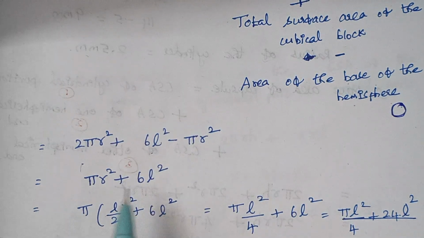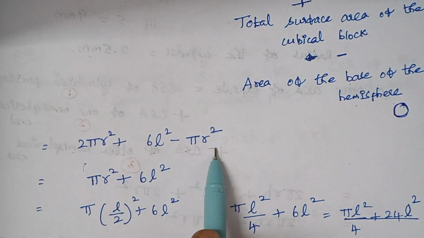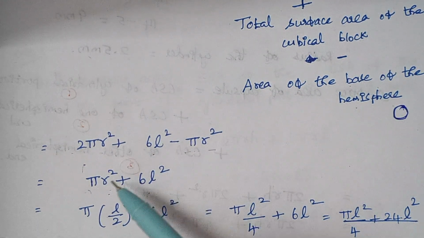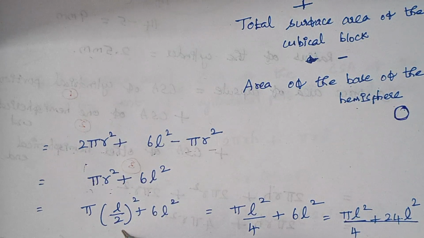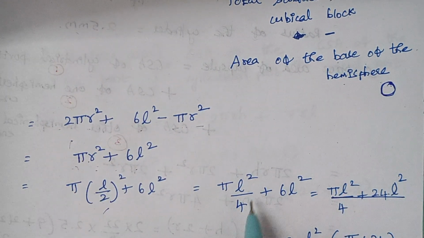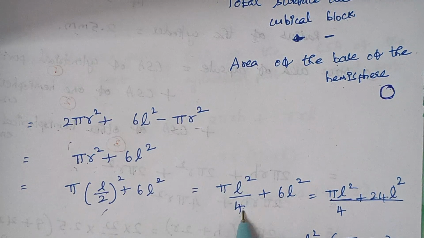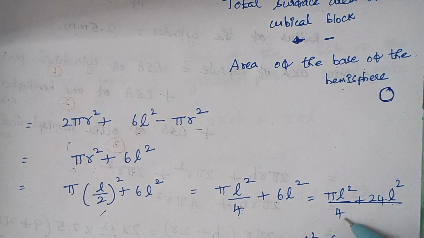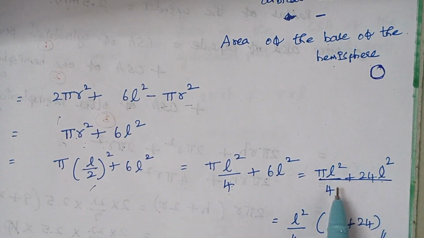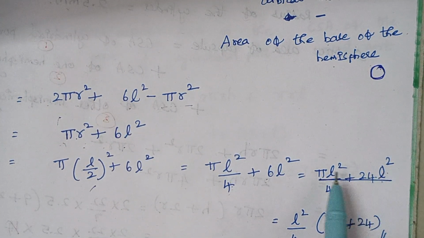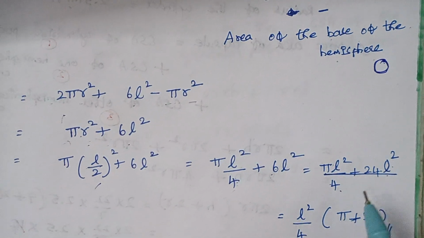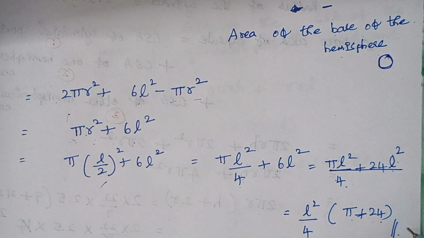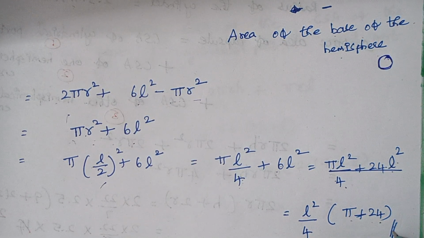So just substitute the values. 2 pi r square minus pi r square becomes plus pi r square, plus 6l square, and the value of r is nothing but L by 2. Substituting the values, here you have to take the LCM. So 6 4s are 24: pi L square plus 24 L square, all by 4. Here L square by 4 is common. When I take L square by 4 outside, the remaining terms are pi plus 24. This is the surface area of the solid.